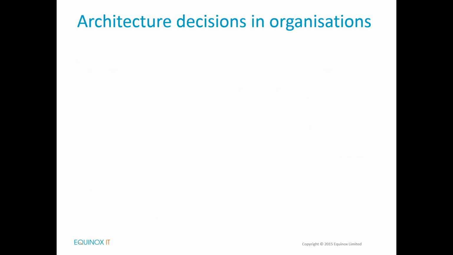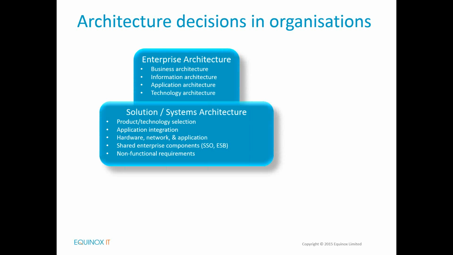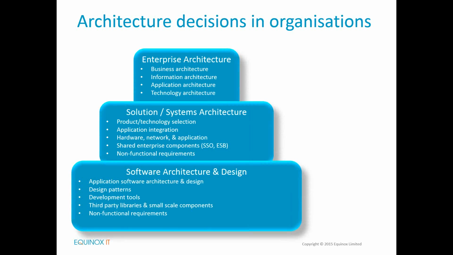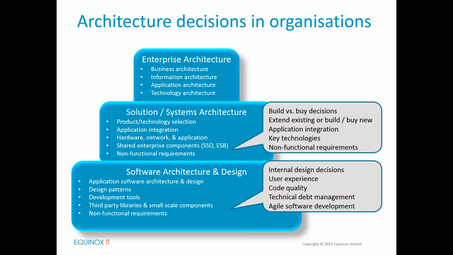Okay, I'm very familiar with what I'm about to show. These are often the architectural major areas you have: enterprise architecture, solution systems architecture, and maybe software architecture and design at the more detailed level. And architects who may be listening in may be working in one or more of these spaces. At the bottom level, we're really looking at internal design decisions, user experience, code quality, and architects working in that area normally have very strong technical capabilities in the implementation domain.